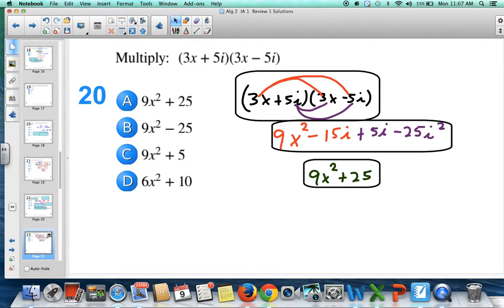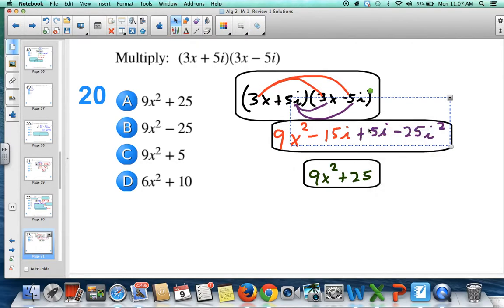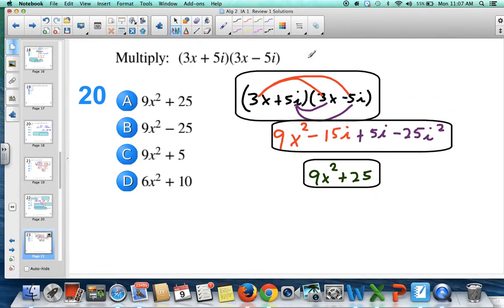And I did write this wrong. Okay, let's see what I can do here. This should be 15 here, because 5 times 3 is 15. Okay, so this is what it looks like, and then these guys will cancel, and I have 9x squared minus a negative 20, minus 25i squared, and negative 25 times negative 1 is plus 25. So that's the answer there.